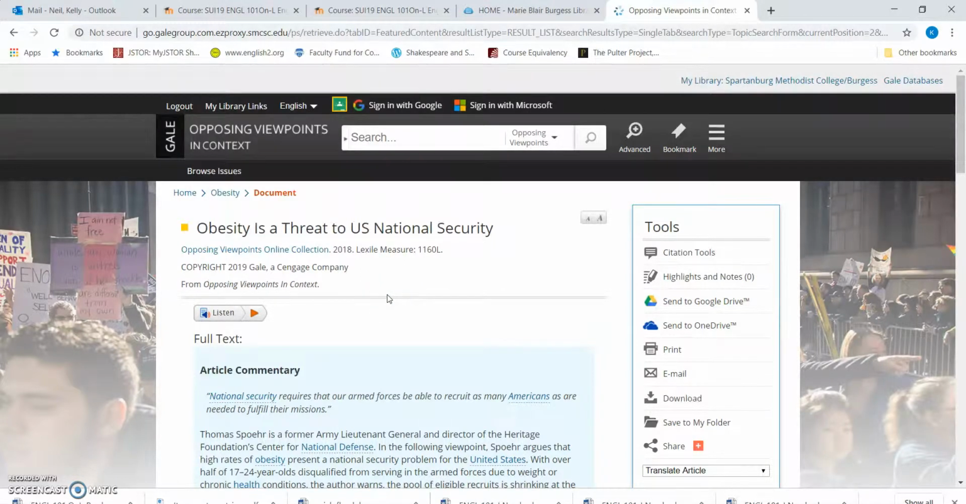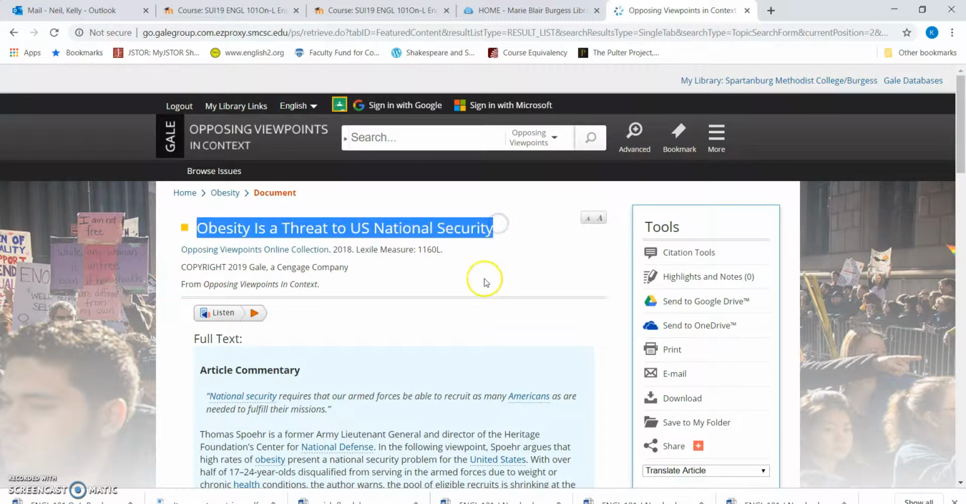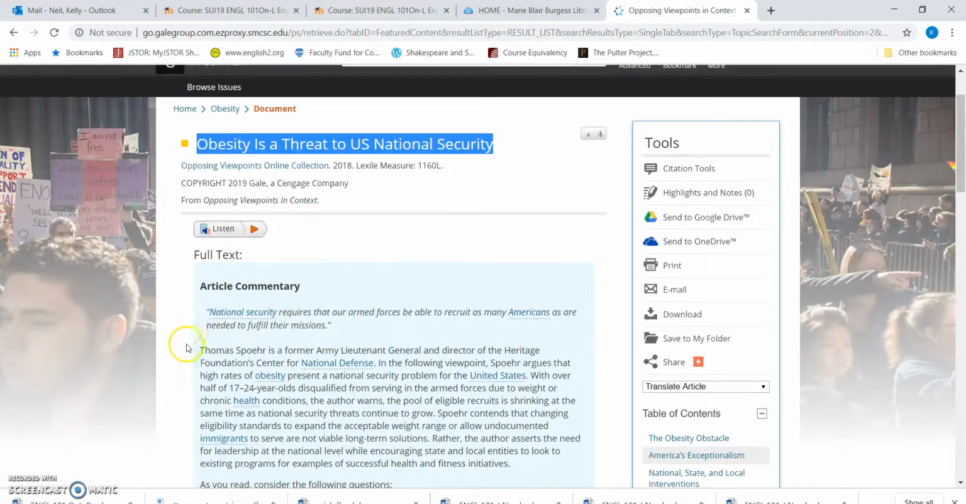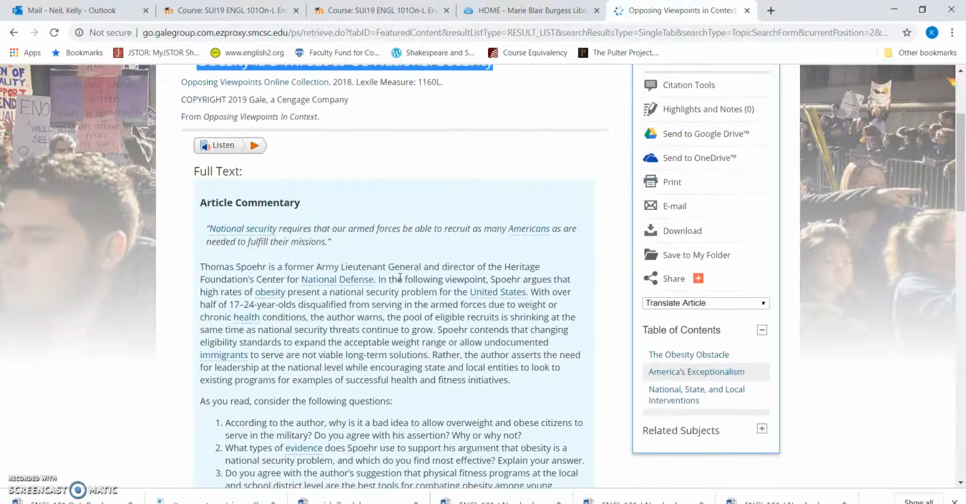Step 1, skim important information. What is that important information? It's the title. Make sure you look at and pay attention to what the title is. 2, the author. In this case, the author is Thomas Spohr, a former Army Lieutenant General, director of the Heritage Foundation Center for National Defense. Okay, so it tells me that this person knows a lot about the military.